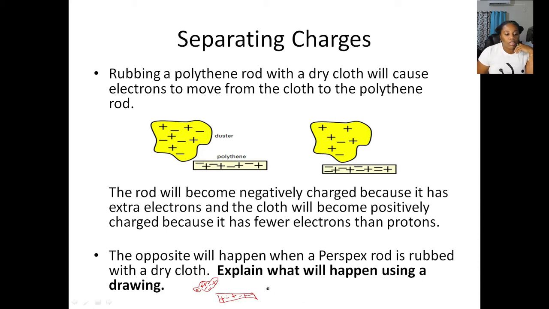And then when it's rubbed, we know the perspex is going to become more positive, so therefore the electrons are going to leave the perspex rod and enter the cloth. So the cloth is going to become more negative. And the positive charges are steady, they don't move.